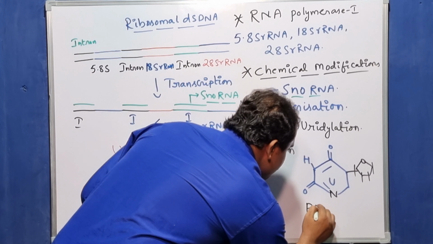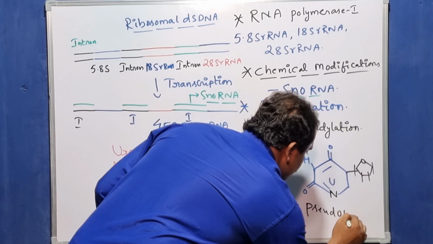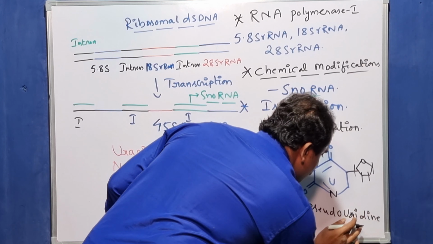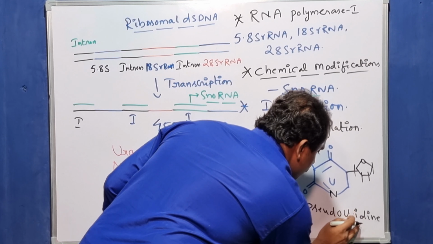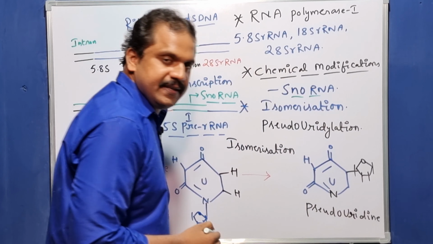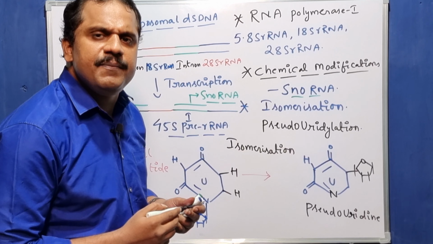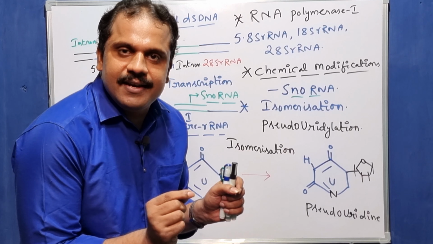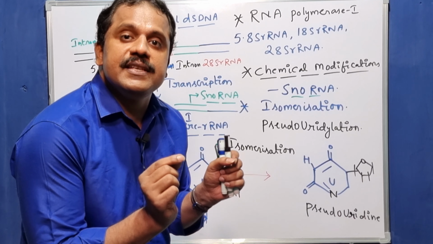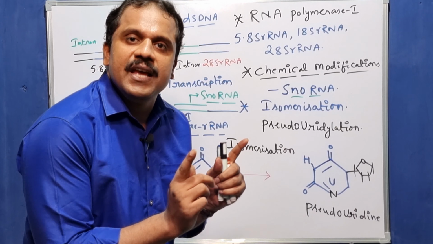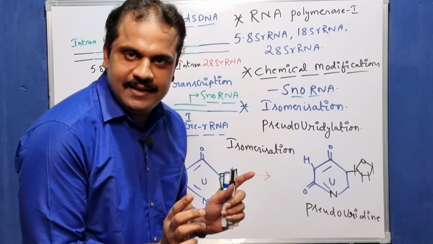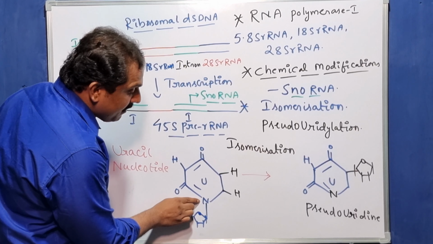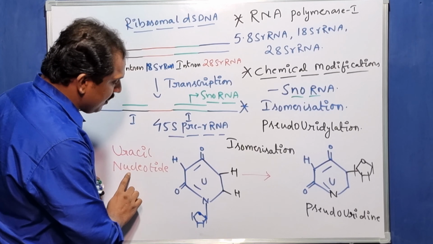So here it is nothing but what? Pseudo-uridine. Is it clear? So here what is the basic difference between the uracil nucleotide and pseudo-uridine? In the case of the uracil nucleotide, the ribose sugar is attached to the nitrogen atom which is present at the first position. Is it clear? So the ribose sugar is in association with the nitrogen atom at the first position in the case of the uracil nucleotide.